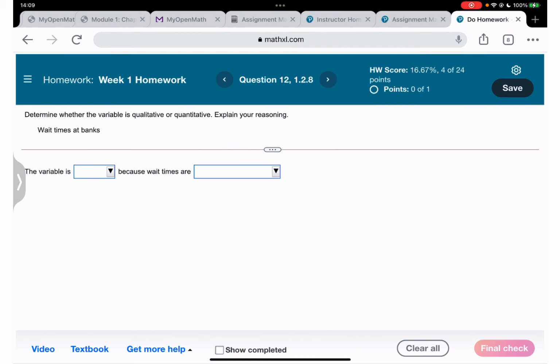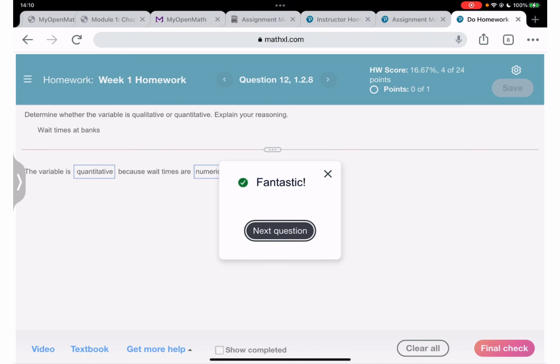Question number 12. In statistics, you have to read the questions carefully. Okay, determine whether the variable is qualitative or quantitative. Explain reasoning. Wait time at bank. So wait time, it's going to be quantitative. Time, you can count, right? 1 hour, 2 hours. Because the wait times are numerical measurements, right? Fantastic.